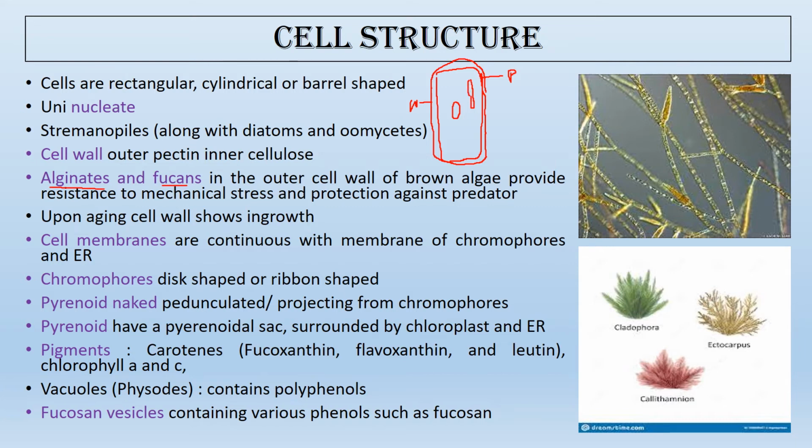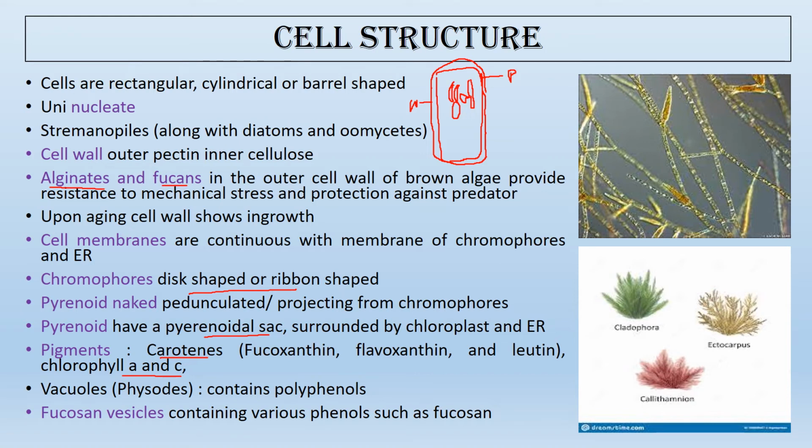chromatophores. The chromatophores are either disc shaped or ribbon shaped, and the pigments are mainly carotenoids in large amount, though chlorophyll a and c are also present. And these ribbon-shaped chromatophores have pyrenoids. The pyrenoids appear to project from the chromatophore, and they have a pyrenoidal sac surrounding them, and surrounding this pyrenoidal sac there is also endoplasmic reticulum.